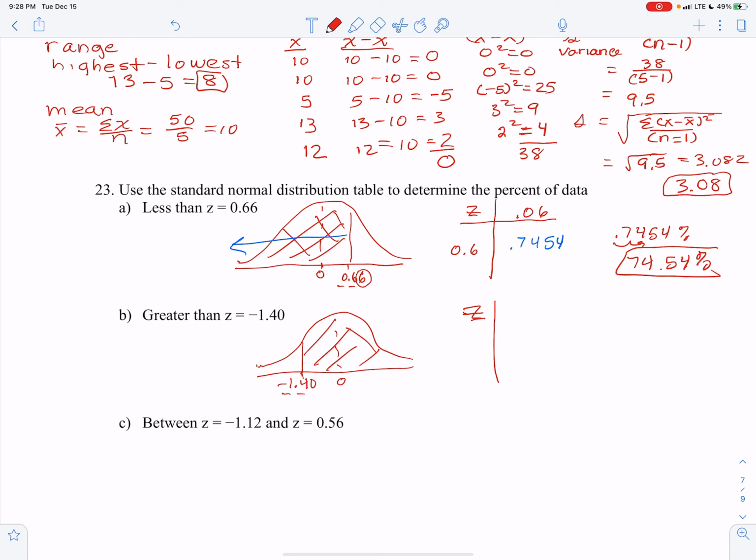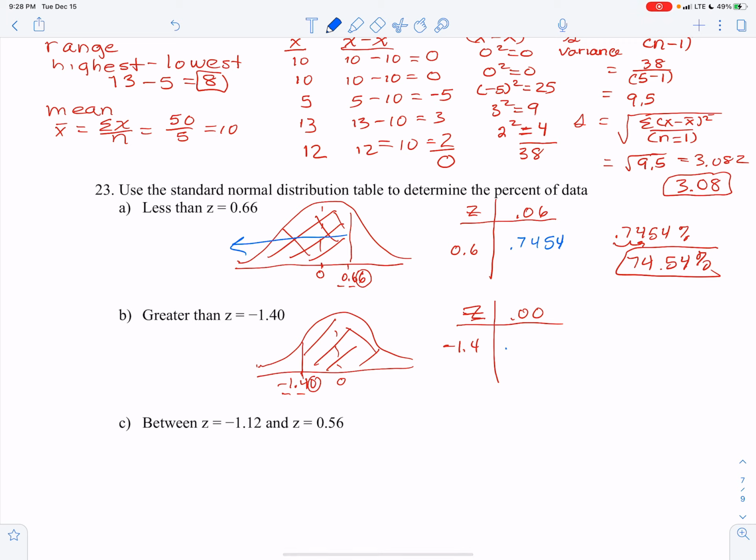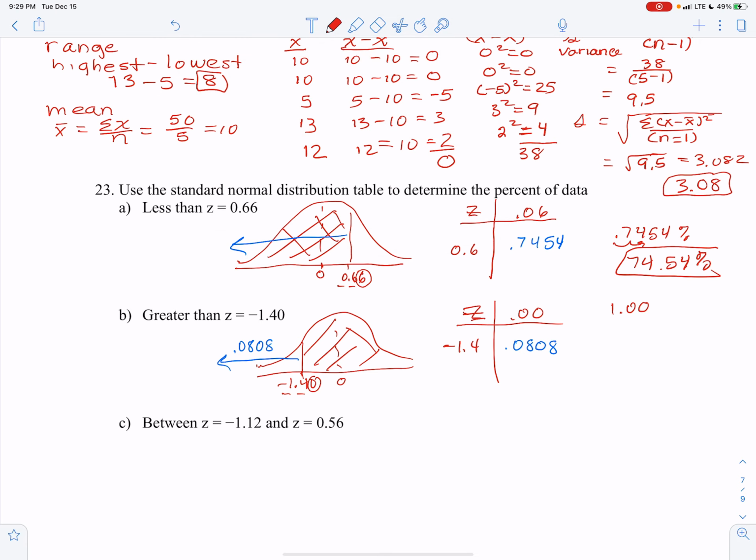So the whole number and the tenth under z, negative 1.4. Now for the hundredths, I have to find that across the top. Well, it's 0 hundredths. So I have 0.0808. But here's the thing. The area from the table measures only the area to the left of the z-score we looked up. So to find that area to the right, we have to subtract it from 1. So it's 1, I can add as many zeros as I want, minus that 0.0808.